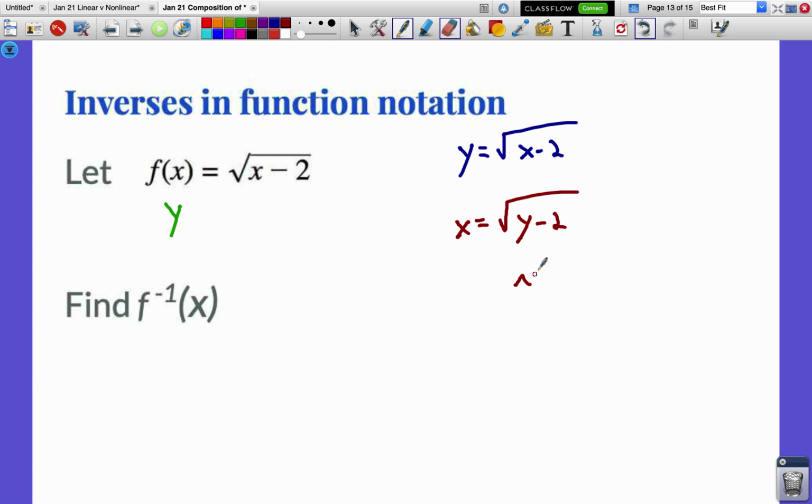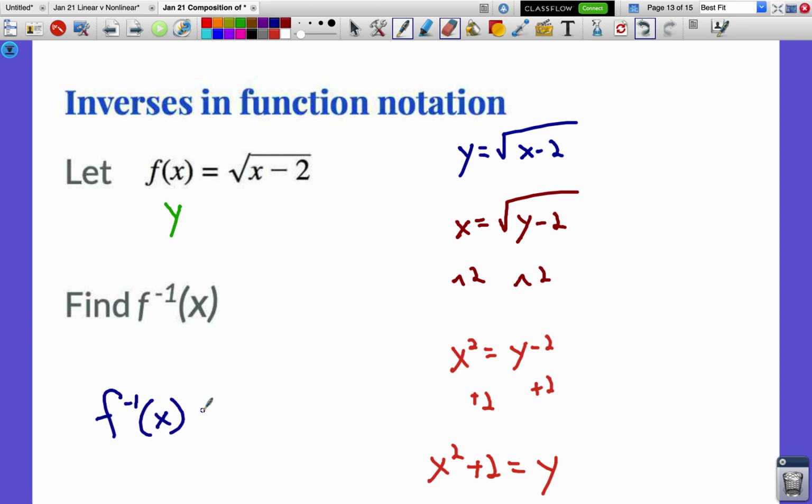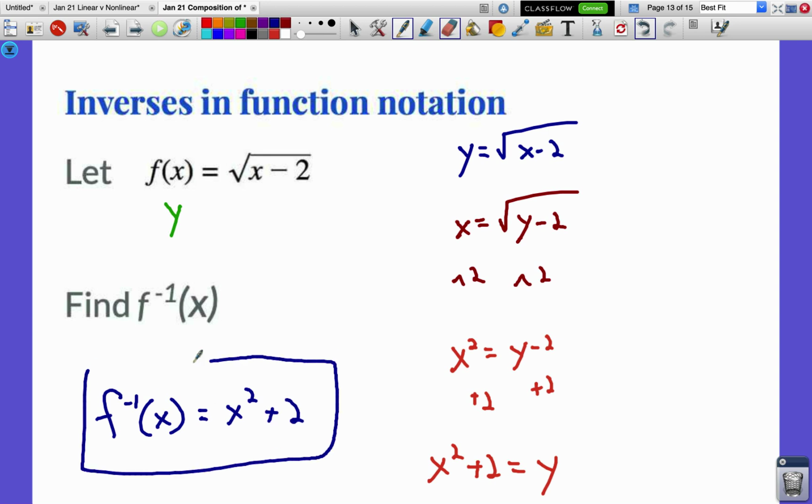Now we've got to get y by itself, so I'm going to square both sides. And I'll get x squared equals y minus 2. I'll add 2 to both sides. And I'll get x squared plus 2 equals y. Now I get rid of that y, and I can rewrite it as f to the -1, or the inverse of f of x, equals x squared plus 2. So one more time, rewrite the f of x with a y, swap the x and y, solve for y, now rewrite with f to the -1 of x.